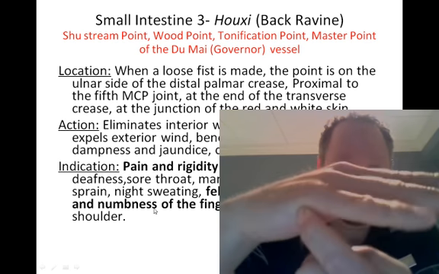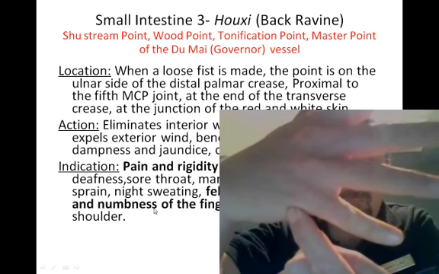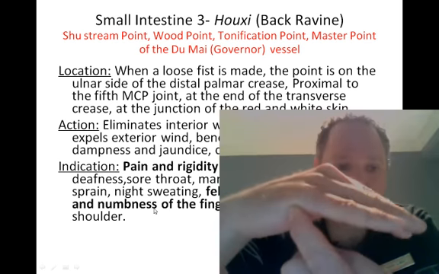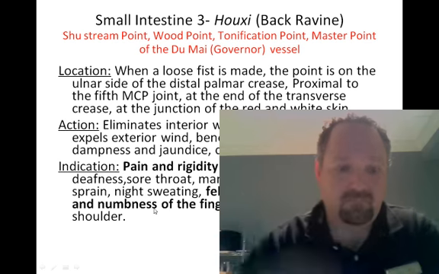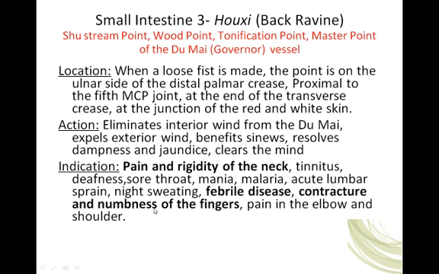So if you make a very loose fist, you'll see right near the knuckle, the MCP joint, on the ulnar side, there's a crease. Right at the end of that crease, and it should be just proximal to the joint, at the junction where the skin changes color, there's small intestine 3, Hushi.